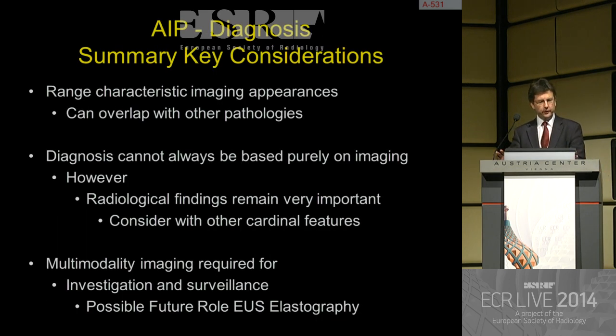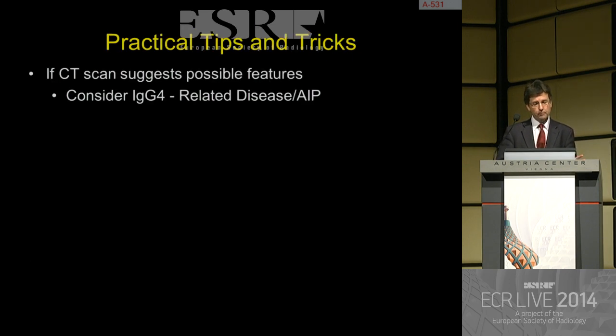So what about summary key considerations? Range of characteristics, imaging appearances, which can overlap with other pathologies. The diagnosis, as I said, cannot be made on pure imaging. However, we've got to use the other cardinal features. But we're going to be using multimodality imaging, including EUS, and the possible role of EUS elastography for these patients.